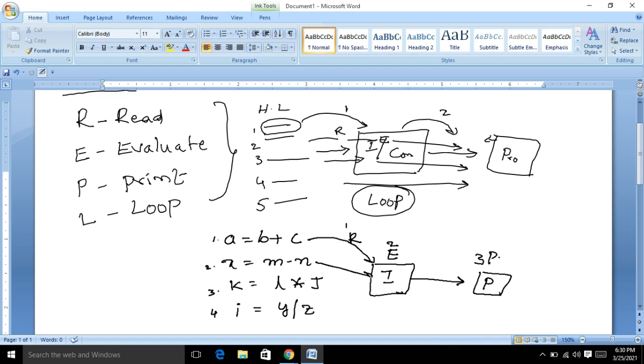What about the second instruction? Again, it is read into the interpreter. Again, it is evaluated within the interpreter. Again, it will be executed and printed. For the third instruction, the same, and the fourth instruction, the same. So these operations, that is read, evaluate, print, are repeated for each and every instruction. This procedure is known as the REPL.